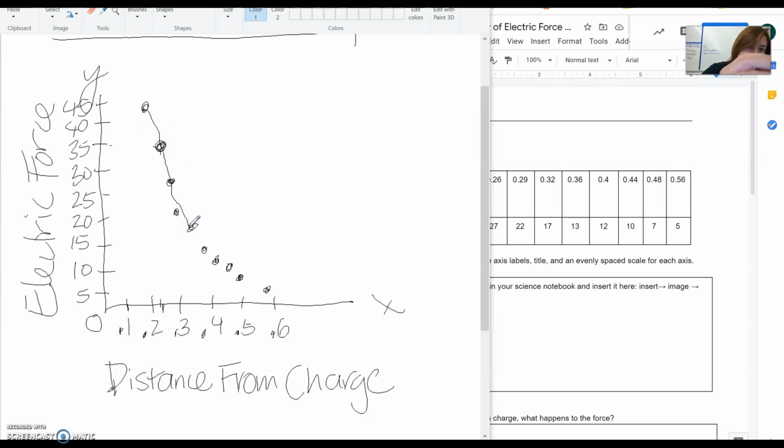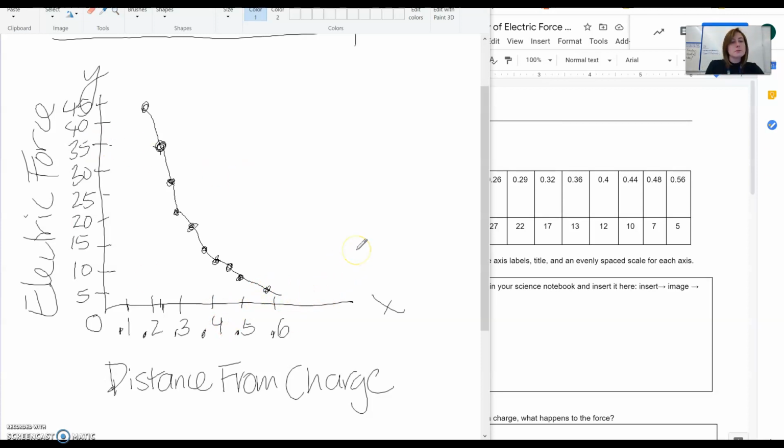And whoops, I just missed one. I better start over. I'll do one at a time. And we connect them from left to right. And I went a little too far on that one. Whoops, it's hard to draw on this computer screen.